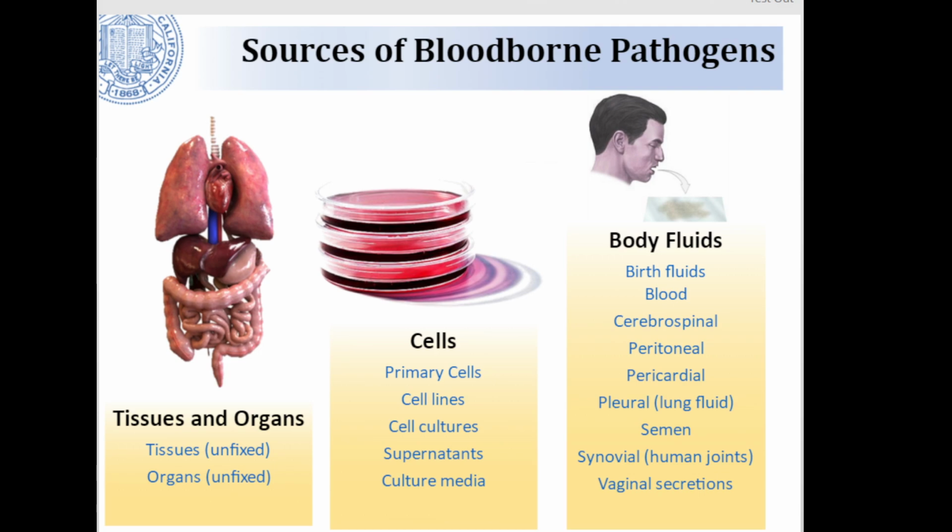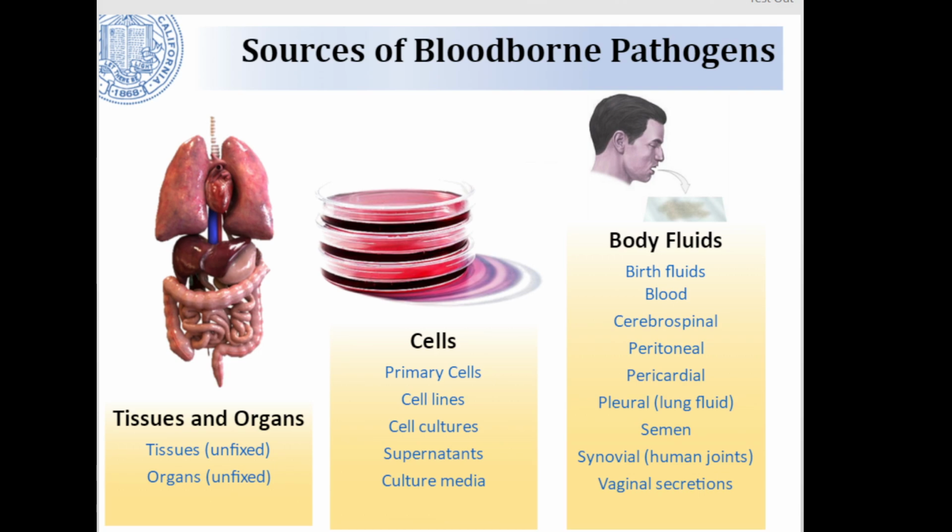Bloodborne pathogens can be transmitted through unfixed human blood, body fluids, cells, tissues, or organs. Body fluids such as feces, nasal secretions, sputum, sweat, tears, vomit, urine, and saliva are not included unless they are visibly contaminated with blood. However, saliva from dental procedures is considered an OPIM.